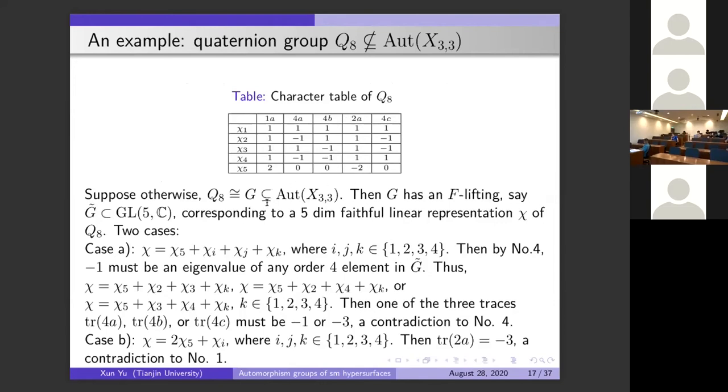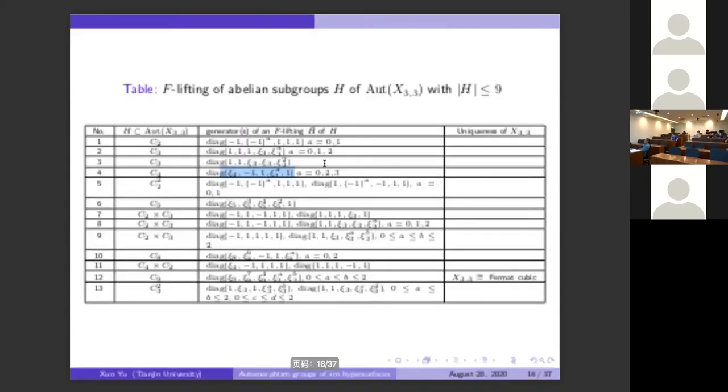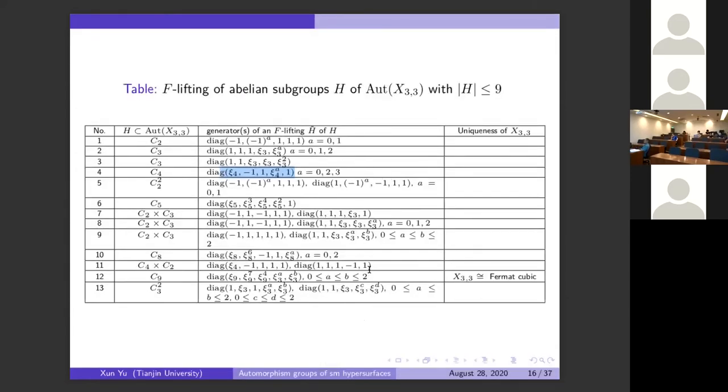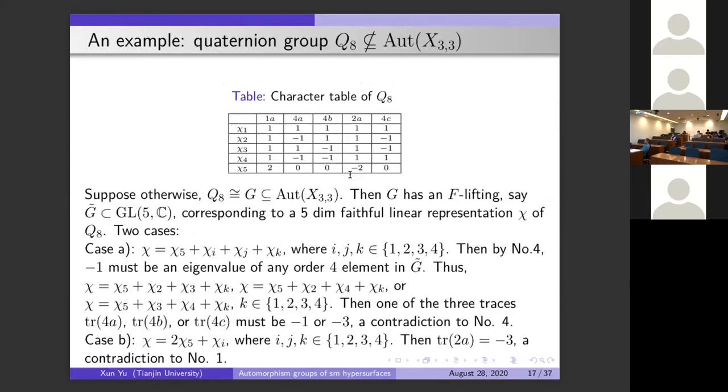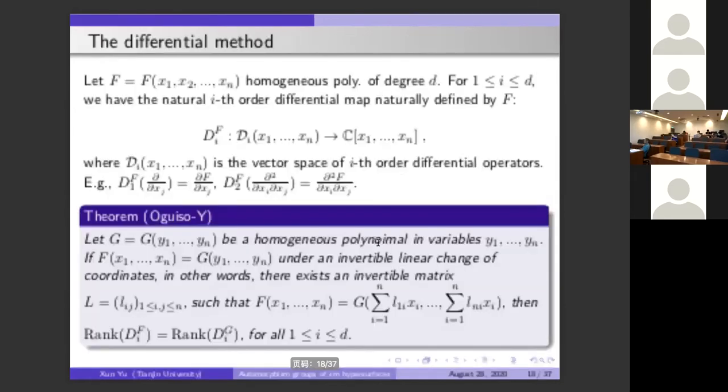F-liftability. You can use the Cartan table, and then use the smooth classification. This is kind of local information, because the abelian part is easy to classify. It's like you have lots of constraints on the eigenvalues. So then you can look at those ones. So you combine global information and the local constraints, then you rule out many cases. Okay, so this is F-liftability.